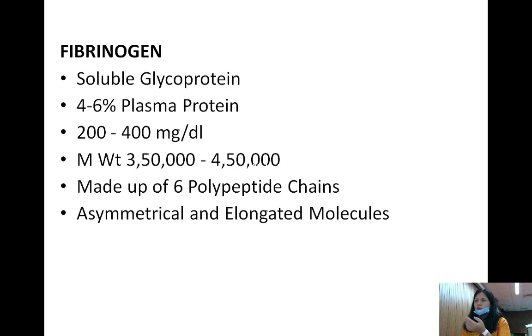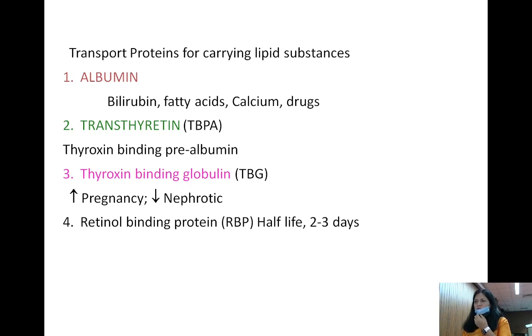Fibrinogen is also a plasma protein. The concentration is in milligram. On the other hand, albumin and globulin concentration is in gram. Some transport proteins, let us see the examples of transport protein. Albumin is a transport protein. It helps in the transport of bilirubin, calcium and various drugs.